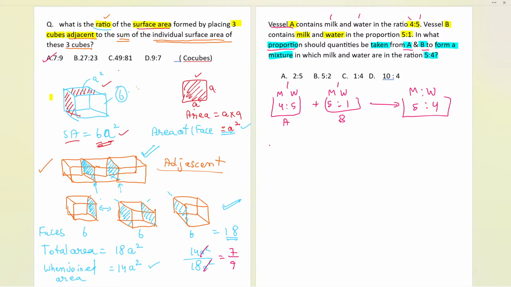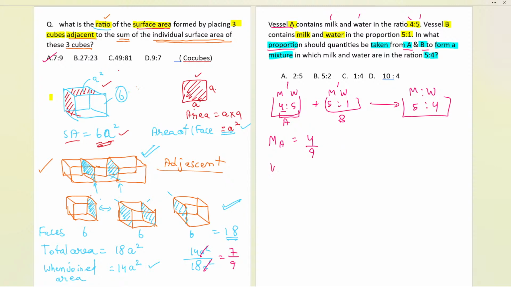Let us see that. First, if I write over here the milk from vessel A, if I only find the milk from vessel A, it will be 4 parts out of a total of 9 parts, 4 plus 5. That is the ratio, basically the fraction of milk that we have.